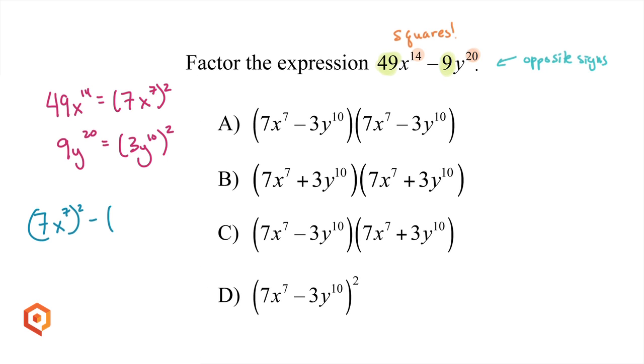This gives us 7x to the 7th quantity squared minus 3y to the 10th quantity squared, which can be factored to 7x to the 7th minus 3y to the 10th times 7x to the 7th plus 3y to the 10th, or answer choice C.